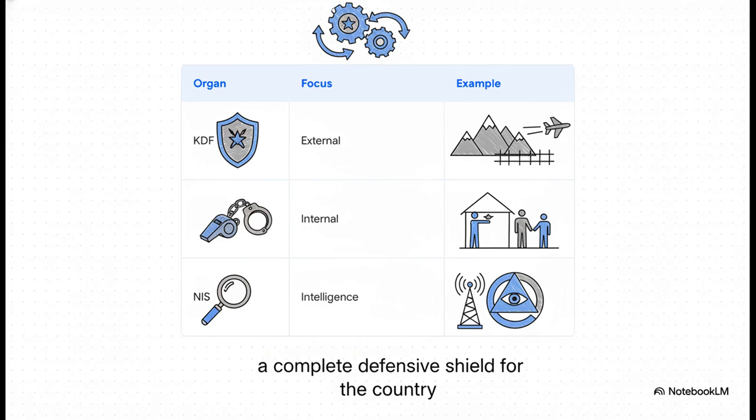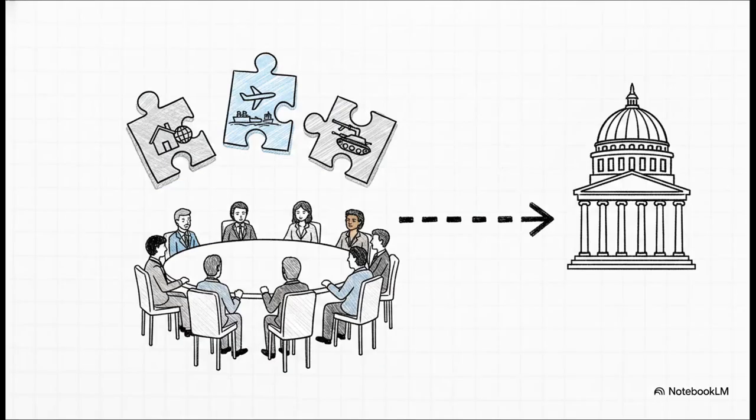And third, operating mostly behind the scenes, is the National Intelligence Service, or NIS. They gather intelligence to identify and neutralize hidden threats long before they ever happen. Together, these 3 form a complete, cohesive defensive shield for Kenya. But you might be wondering, how do these 3 very different groups stay on the same page?